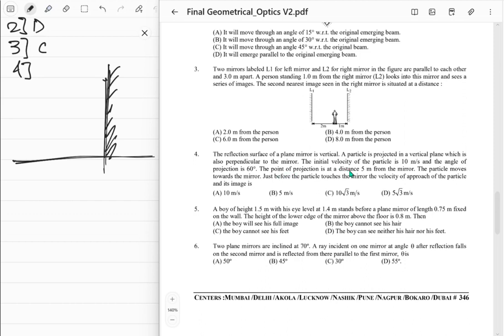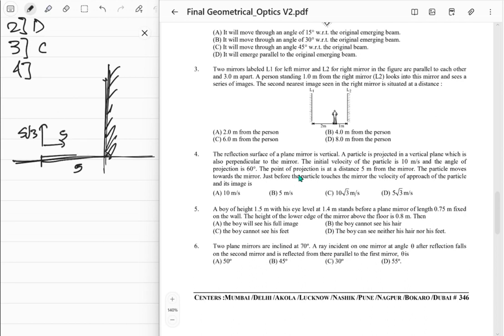The point of projection is at a distance of 5 meters from the mirror. The particle moves towards the mirror. Just before the particle touches the mirror, the velocity of approach of the particle and its image is just this velocity. Yeah, okay, let's do it. So it's at what distance from the mirror? 5, and it's being shot off with 10 meters per second at an angle of projection of 60 degrees. That means the horizontal velocity is 5, the vertical is 5 square root 3.